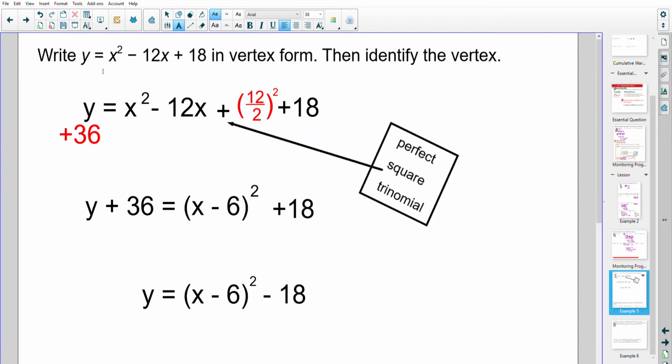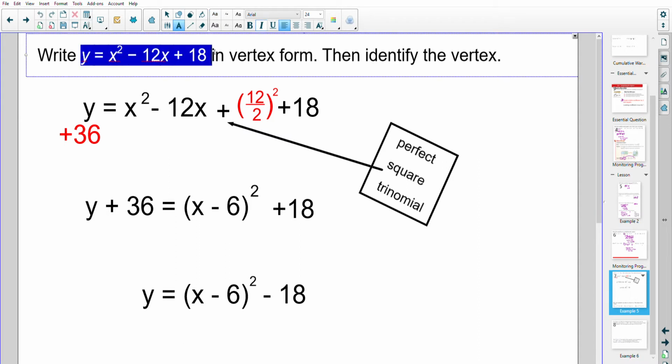By looking at this problem, the question is to look at this function and put it in vertex form. Now, to put it in vertex form, you need to complete the square. And so we're looking at the x squared minus 12x. Notice that this does have a coefficient of 1, so you can do it.